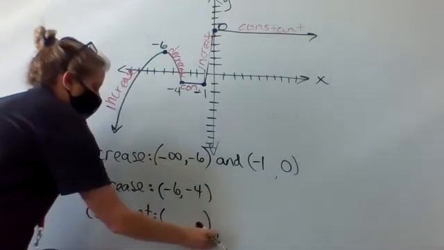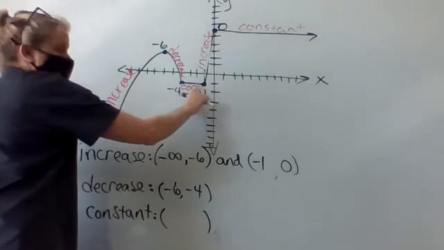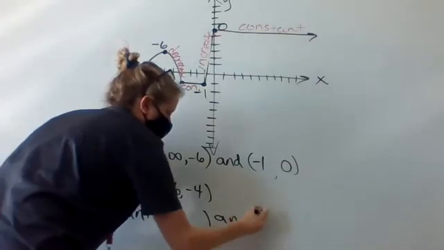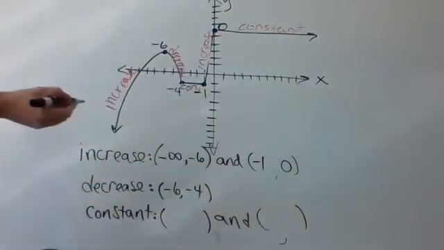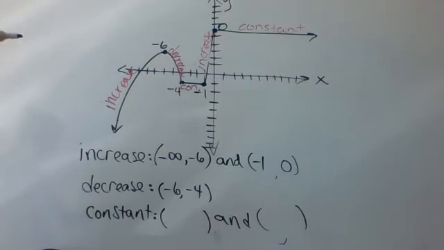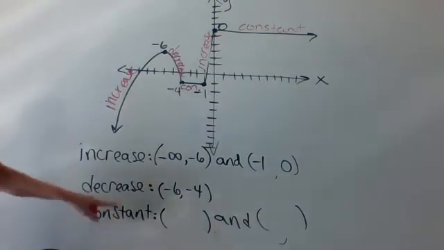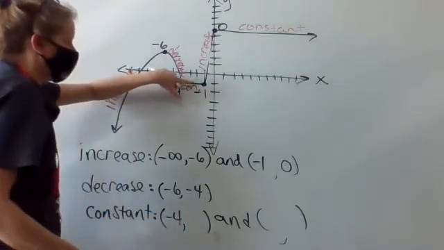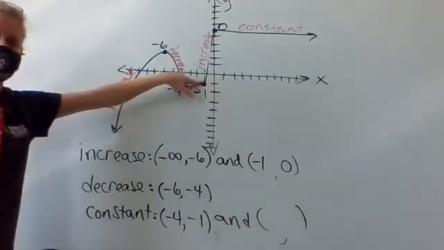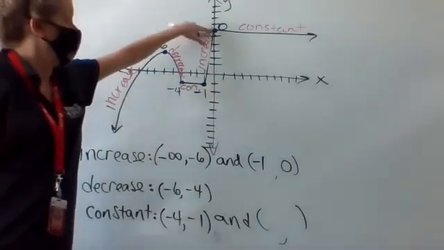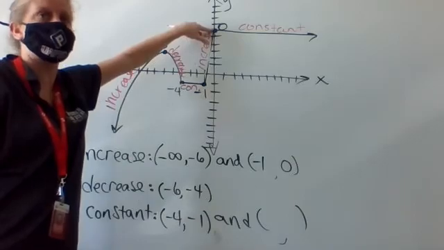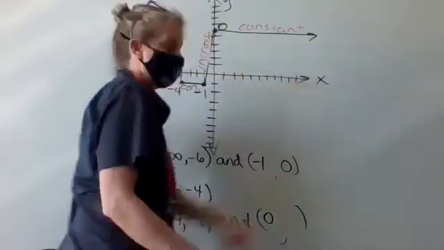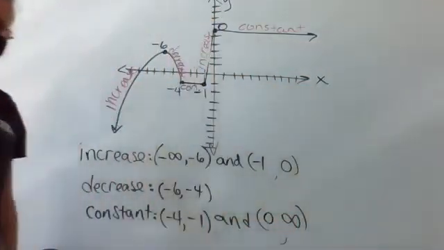And constant. How many constants are there? There's a constant here, and then there's another constant here. So there's going to be two constant intervals. Where does this one start being constant? Negative 4 until it gets to negative 1. There's my other constant interval. Where does it start being constant? 0, and it's constant forever to infinity.